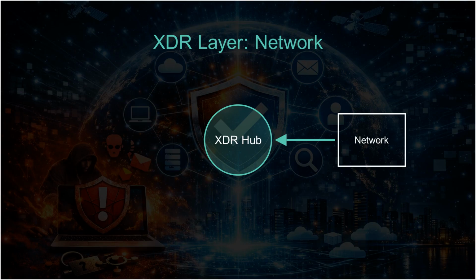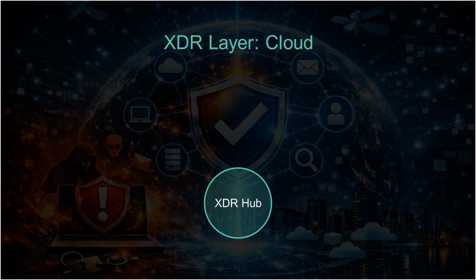XDR monitors the intricate web of data packets flowing between devices, firewalls, and external servers. If an attacker establishes a hidden command and control connection, the network layer detects the anomaly instantly. The third critical layer encompasses cloud environments and infrastructure.